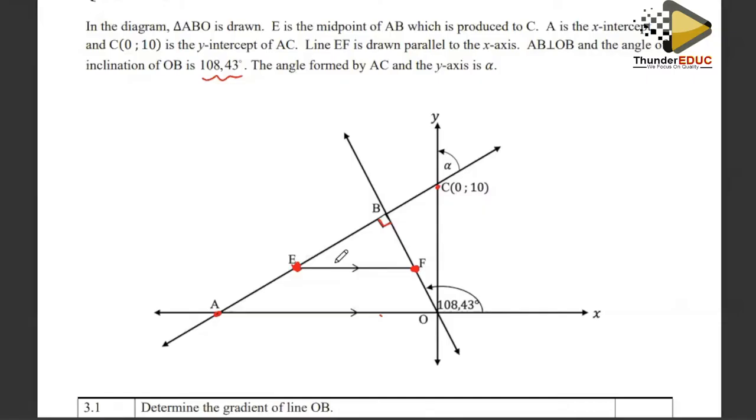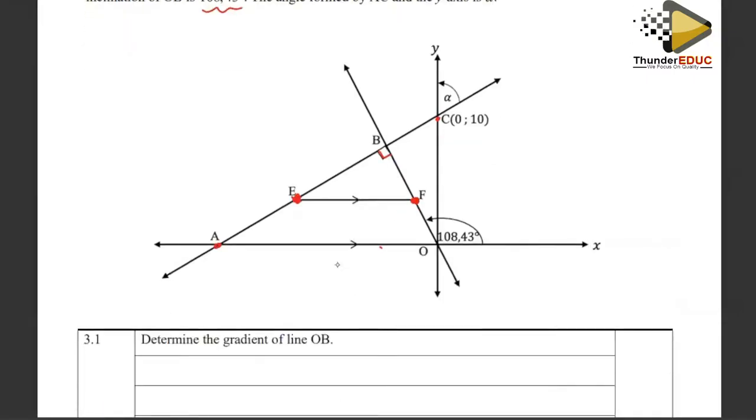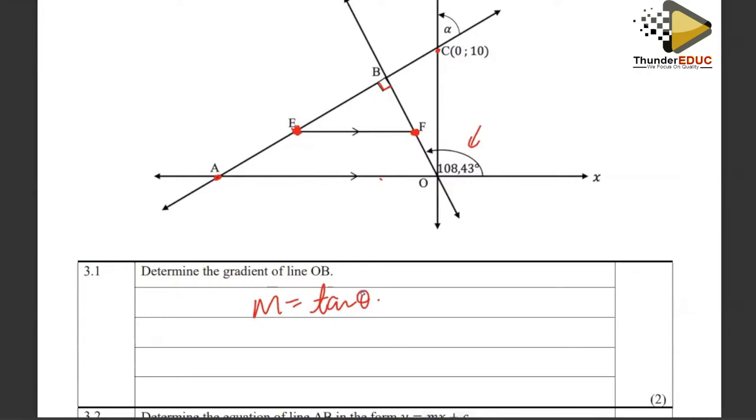Then 3.1. They want us to get the gradient of AB. We don't have any coordinates on AB, but we have the angle of inclination. So we know that m is equal to tan θ. This is the formula for the gradient in case we don't have the coordinates, as long as we have the angle of inclination. So it's going to be tan 108.43. When I punch this into the calculator, remember it is tan, not arctan. That is giving me negative 3, so our gradient is negative 3.